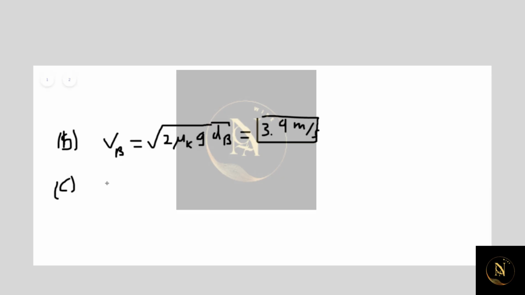Now part C, we can use the conservation of momentum, which says that because initially car A is at rest, the initial velocity of A is 0. So that means the initial momentum of A is 0. But the initial momentum of B is M sub B times the initial velocity of B, which is going to be equal to the final momentum, which is just mass of A times the velocity of A, which we calculated in part A, plus the mass of B times the velocity of B, which we calculated in part B.